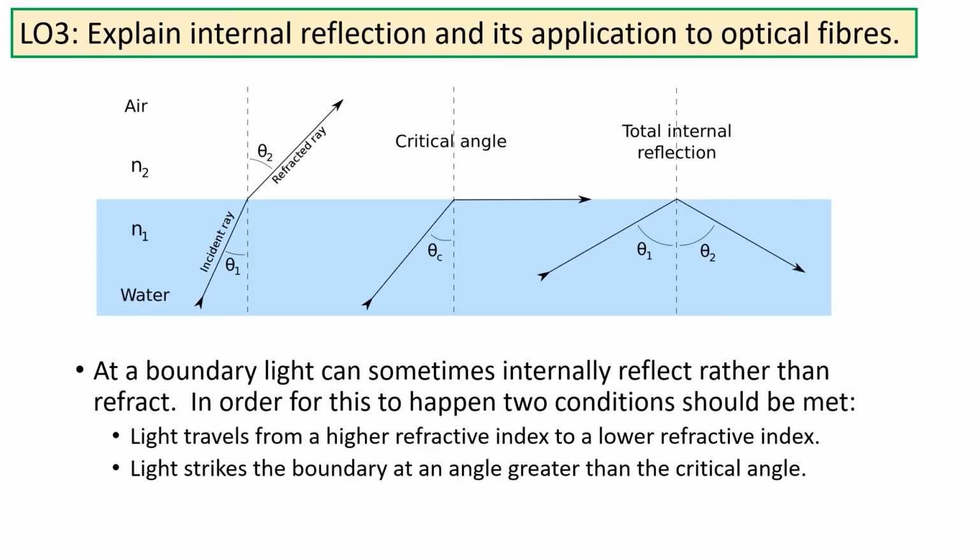Finally today, we're going to cover internal reflection. Sometimes at a boundary, instead of being refracted, light can be internally reflected. In order for this to happen, two conditions must be met. Firstly, the light must travel from a higher refractive index to a lower refractive index medium. Secondly, the light must strike the boundary at an angle greater than a special angle called the critical angle.